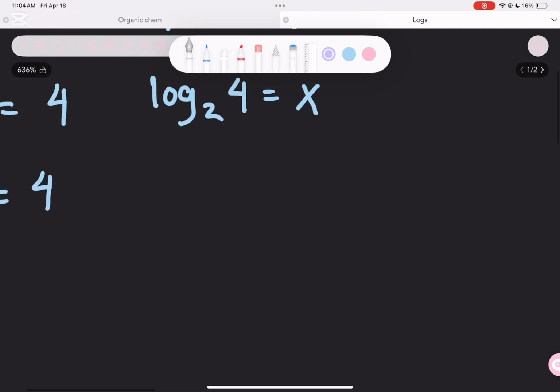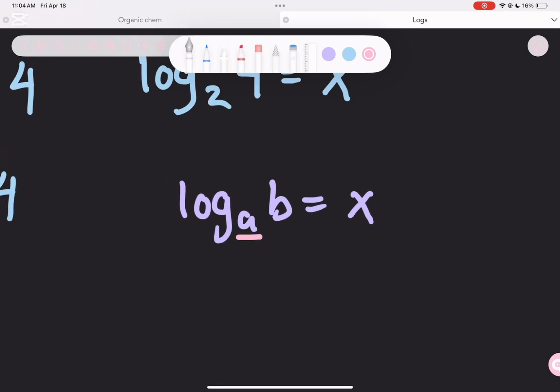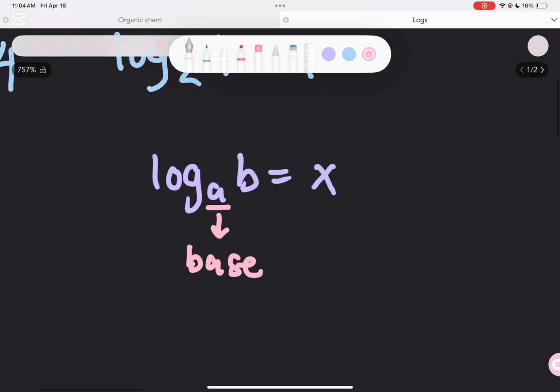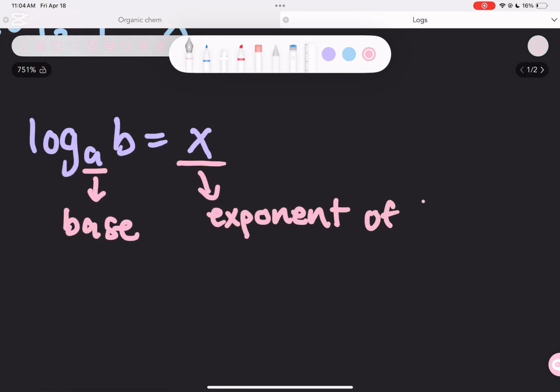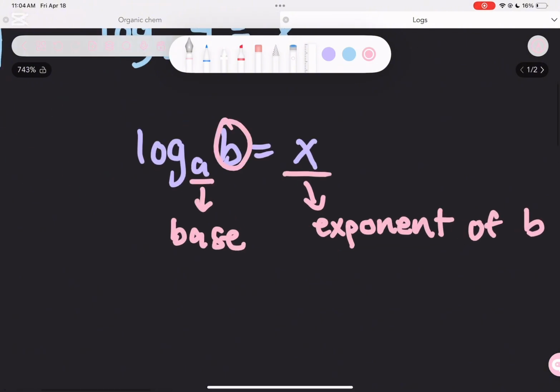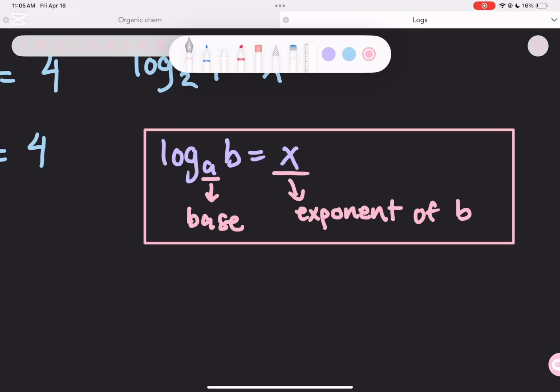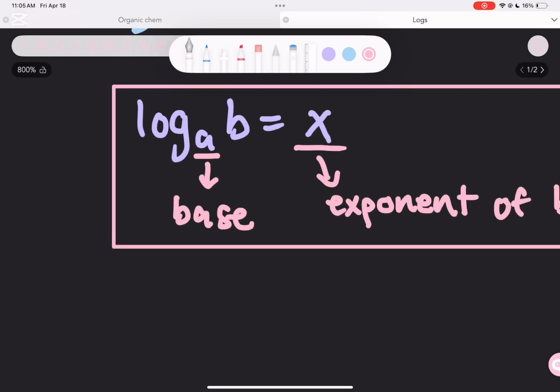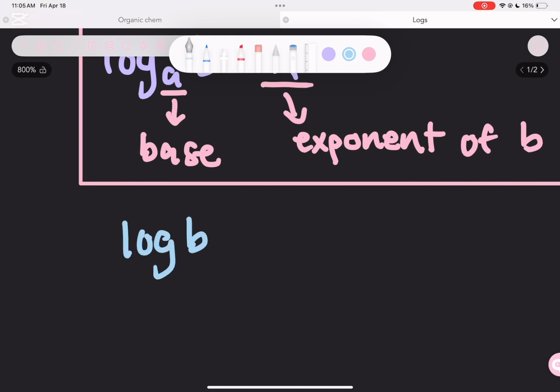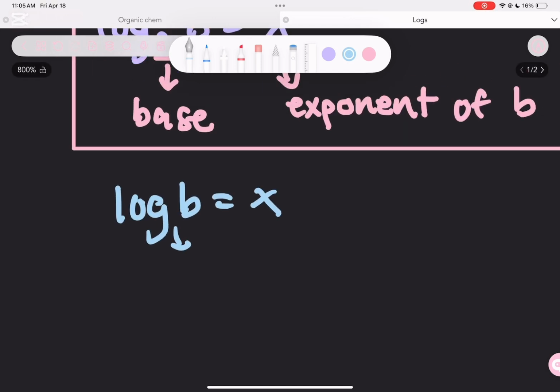The general format for a log is log base b of a is equal to x. What we call this is the base. And this would be the exponent that you're solving for. It would be the exponent of b that you're solving for. And this is just the base of the exponent. So this is essentially what your formula will look like. This base can pretty much be anything, but if you come across a question where they don't write it, like they write log b is equal to x, the base over here is just assumed to be 10.